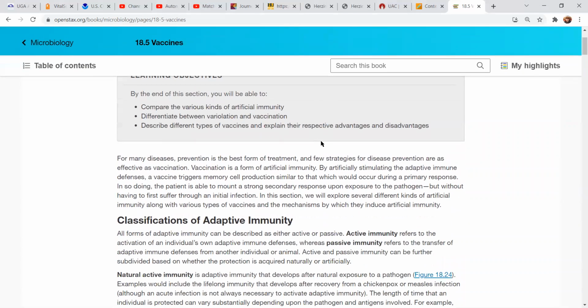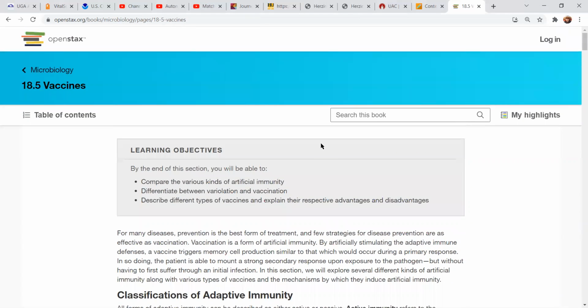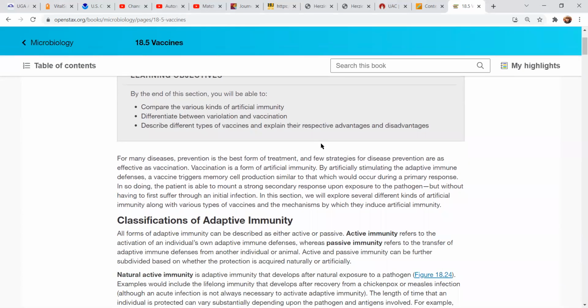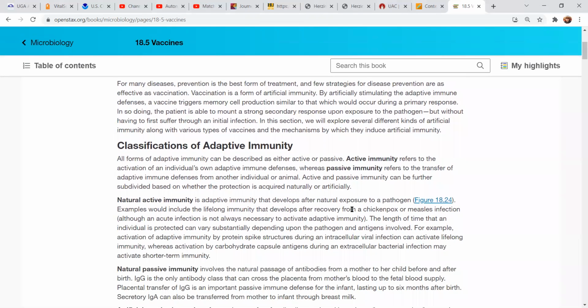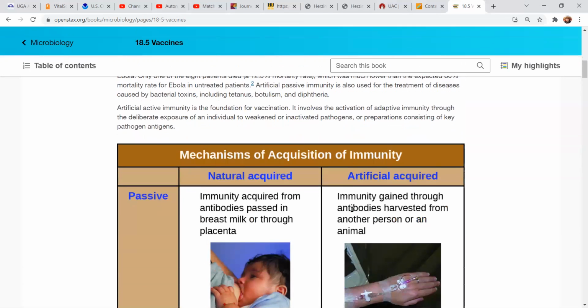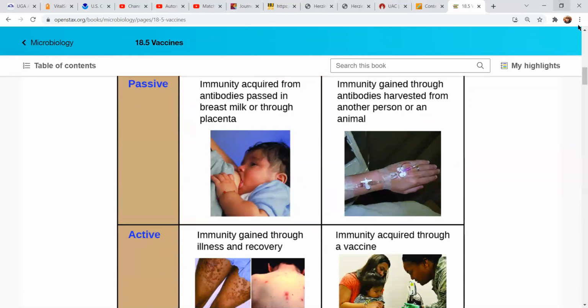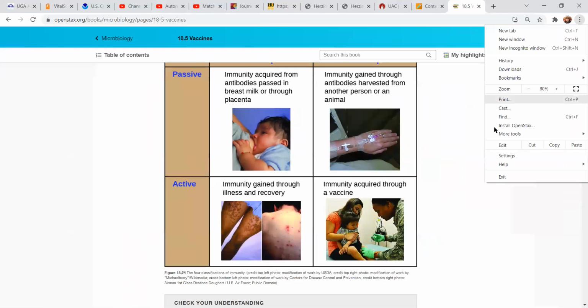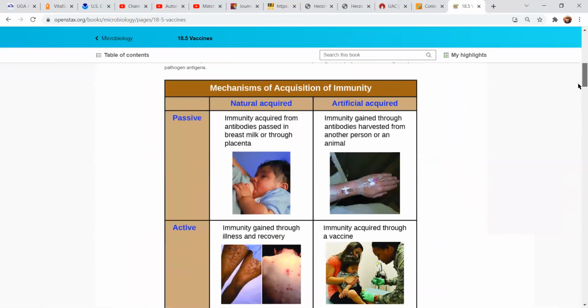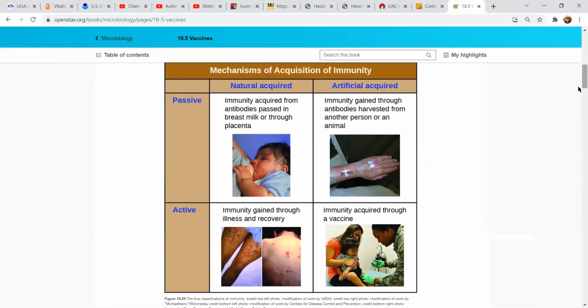So the last section here in chapter 18 talks about vaccines. And so vaccines basically are our primary exposure. So the immune system is learning these diseases so that if we are ever exposed to them, we launch that response. So there are different types of adaptive immunity or specific immunity. We have passive and active, and then artificial and natural. So here are the examples.